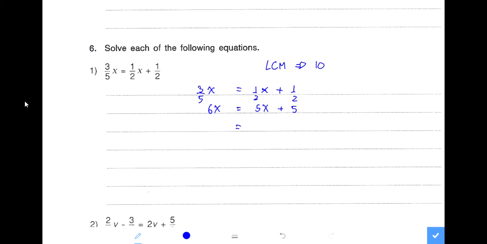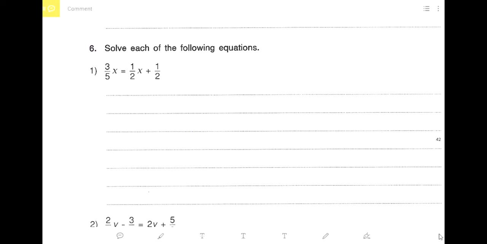Again, next step, you have integers now. Don't forget to multiply by the LCM; you change the fractions into integers like this. And then you just do the normal steps. 6x, move this 5x to the other side, it becomes negative, and it's equal to 5. 6 minus 5 is just x. So x is 5. Yay! This problem is done now.